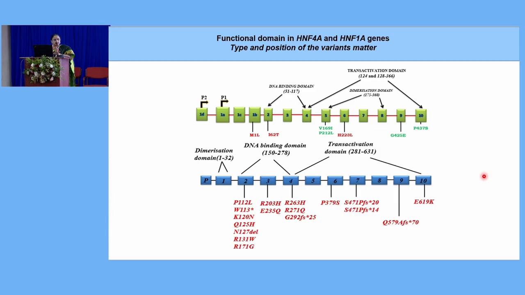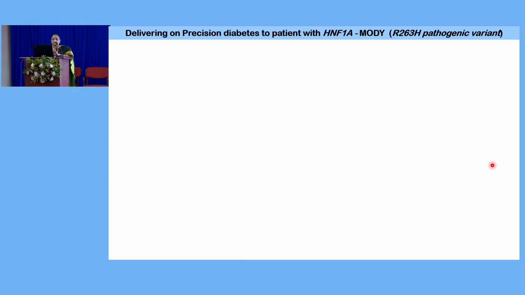So initially we look at the functional domain. For example, in the case of transcription factor genes, we have what is known as the dimerization domain, DNA binding, and transactivation motifs. But the very important thing here is that the type and the position of the variants really matter. Where is the variant present? Is it in this domain or is it in the transactivation domain? That is very important. And also the type of mutation that happens. That is why I said not all variants are mutants. Only some are. That has to be assessed, and that can only be assessed by functional assays.